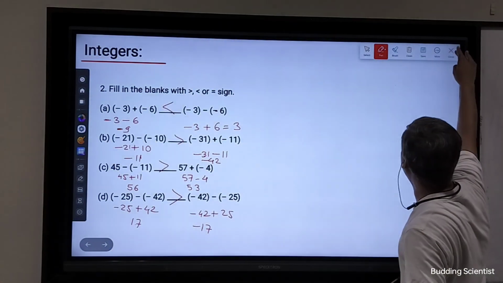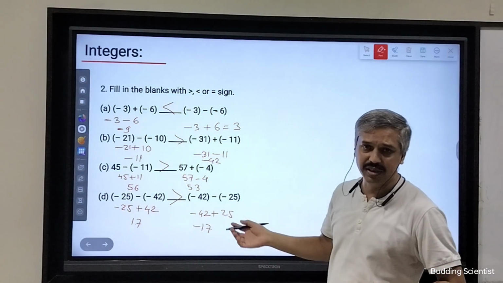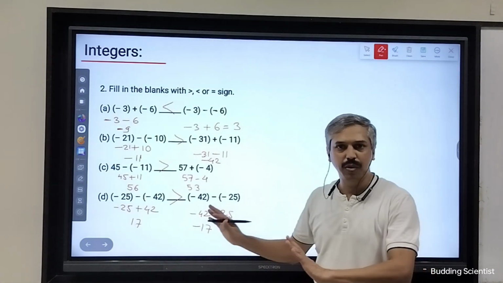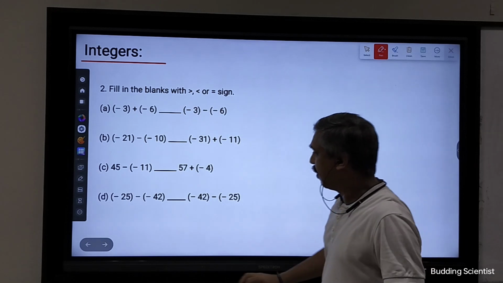There are ample problems you can practice from the worksheet. I'm sure we have solved these problems in the class as well. Only to revise, I hope you understand the basics. We will solve the next kind of problems.